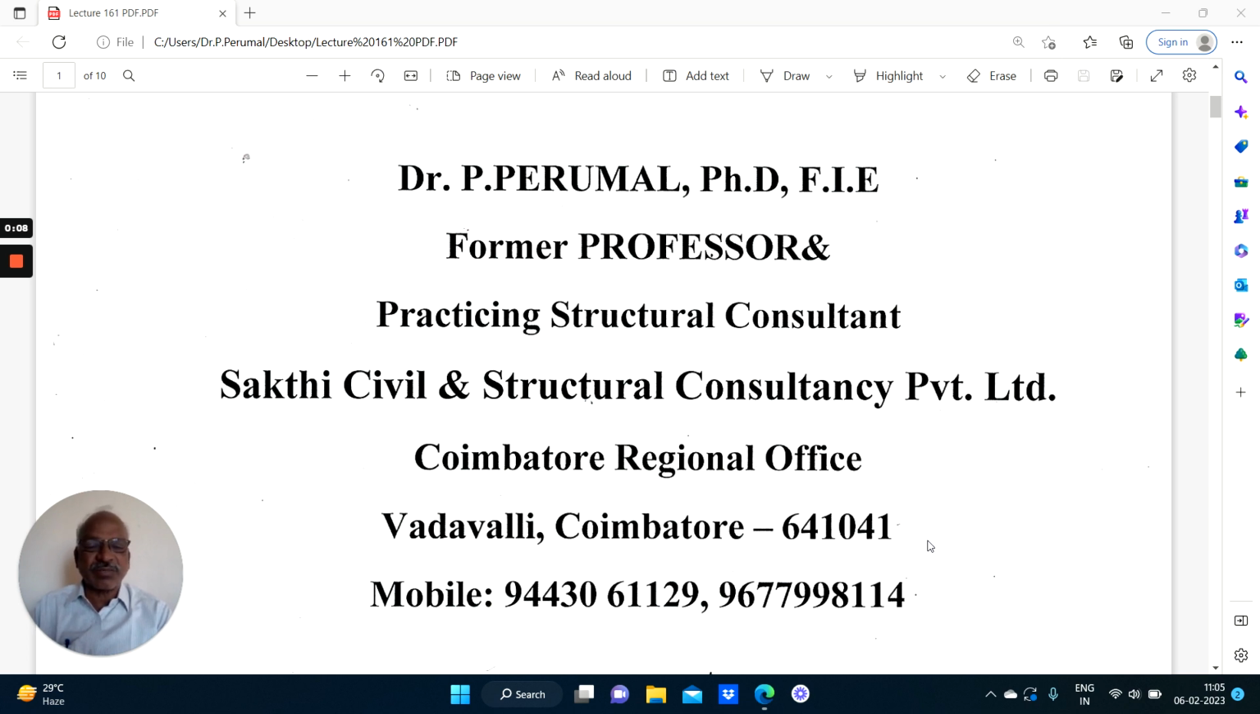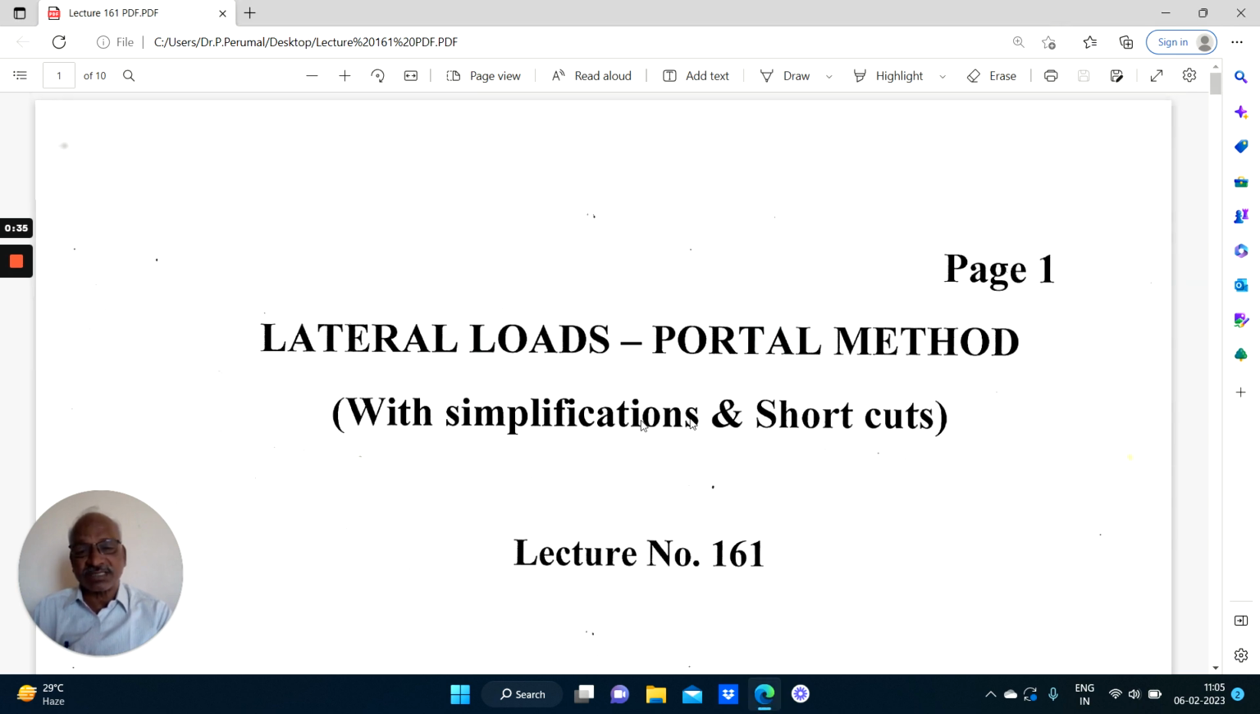This is lecture number 161, in which we are going to discuss the analysis of building frames subjected to lateral loads. The lateral load in a structure may be due to wind force or may be due to seismic force. So when a structure is subjected to lateral loads, how to analyze and how to find out the bending moment, etc. We'll discuss.